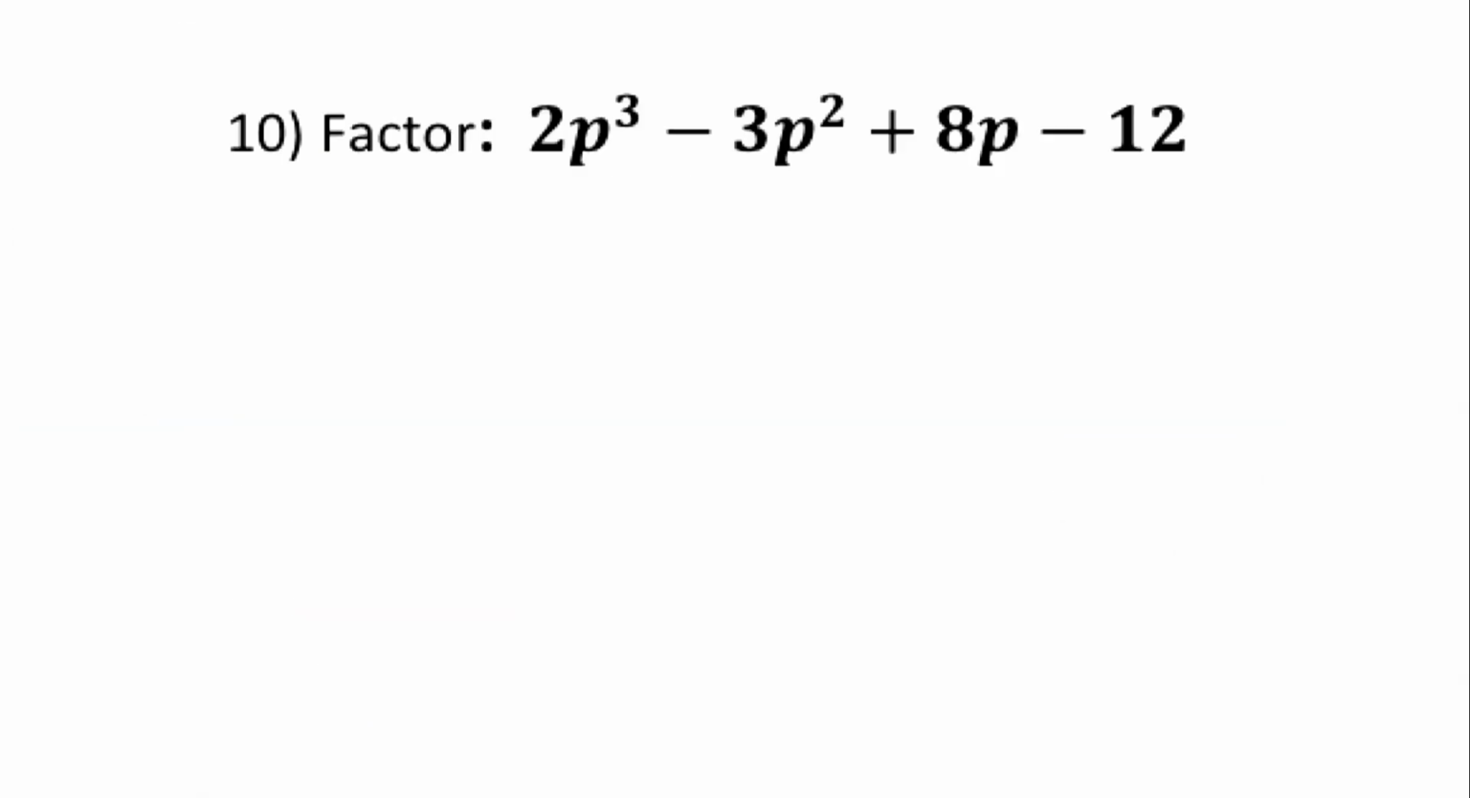This is the cubic polynomial, and the way that we solve this is factoring by grouping. We are going to group together the first 2 terms and the last 2 terms, and we're going to look to see what they have in common. Between 2p cubed and negative 3p squared, they each have p squared that we can go ahead and factor out.